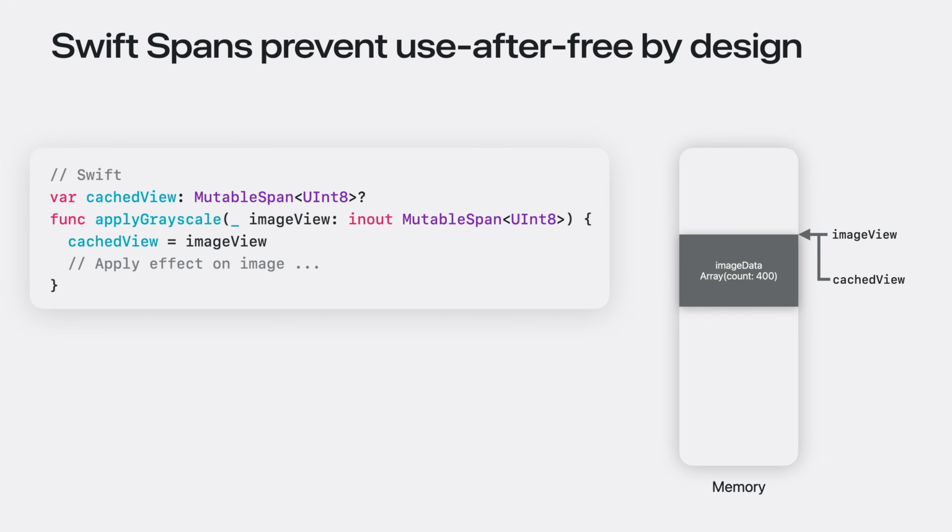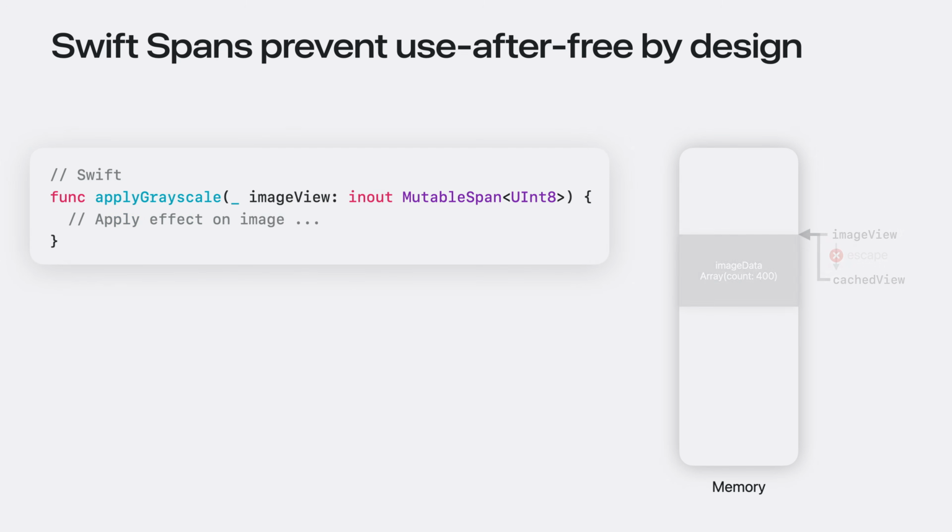On the other hand, a Swift span is safe. It's not allowed to outlive the memory that it points to. If a function takes a Swift span, it can only use it within the function. It's not allowed to keep it, such as saving it in a cached view for later use. That behavior, when a pointer is kept after the function ends, is called escaping. And the compiler reports an error like this whenever a span tries to escape its scope. This way, dangling pointers just aren't possible with Swift spans, and use-after-free bugs are avoided by design.